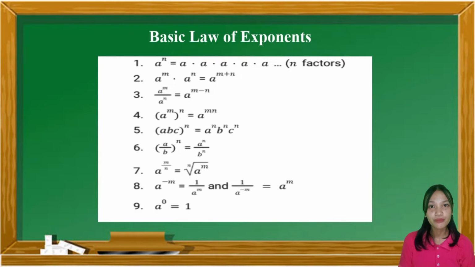Number 3 of the basic laws of exponent shows that a^m divided by a^n will always result in a^(m-n). So when we divide an exponential expression, always remember that we are going to subtract the respective powers, or what we call the exponents. Next, (a^m)^n is equal to a^(m times n).